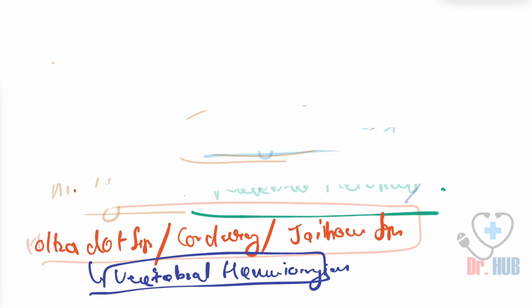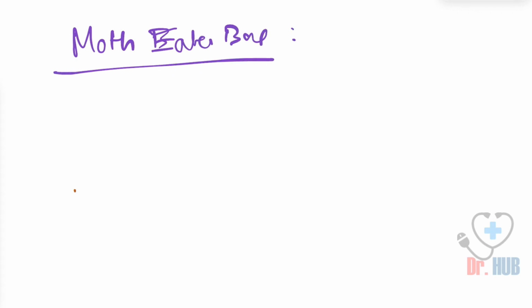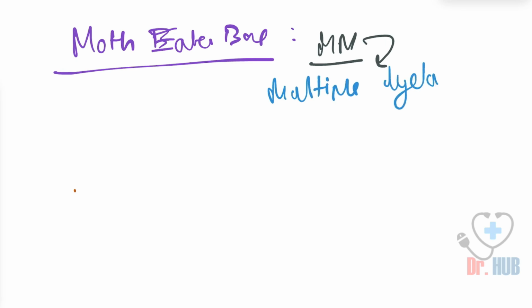Then we move on to the moth-eaten bone. So where is the moth-eaten bone present? The moth-eaten bone is present in the case of multiple myeloma.